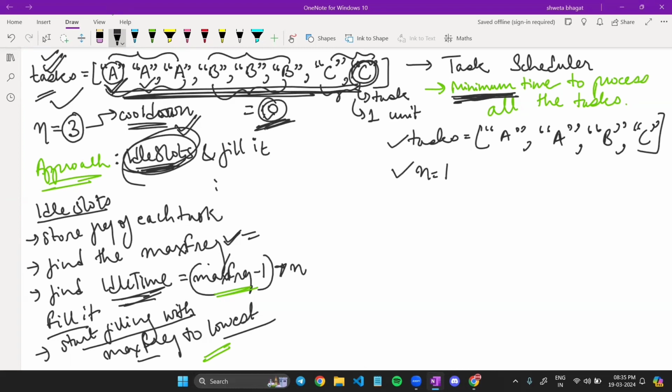Okay. So let's store the frequency of each task. What is the frequency of A? The frequency of A is 2. What is the frequency of B? The frequency of B is 1. What is the frequency of C? The frequency of C is 1. We are done with the first step. What is the second step? To find the max frequency.